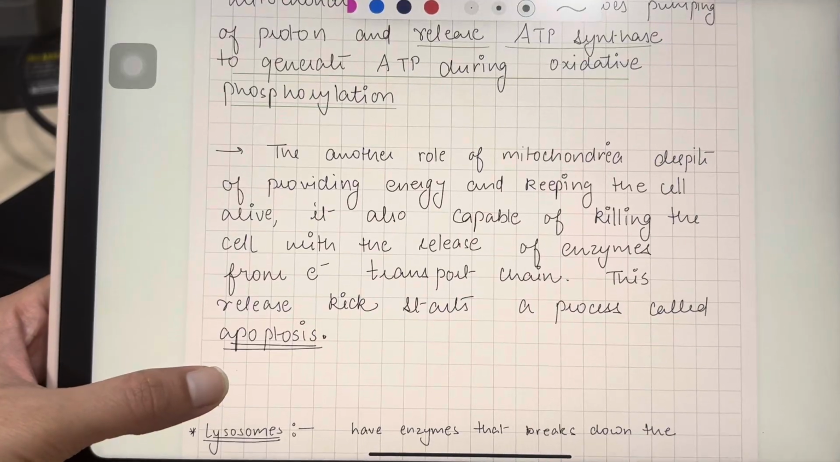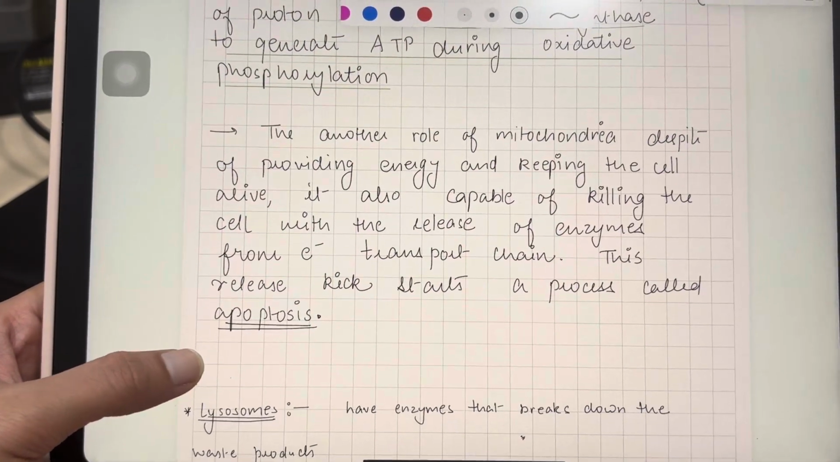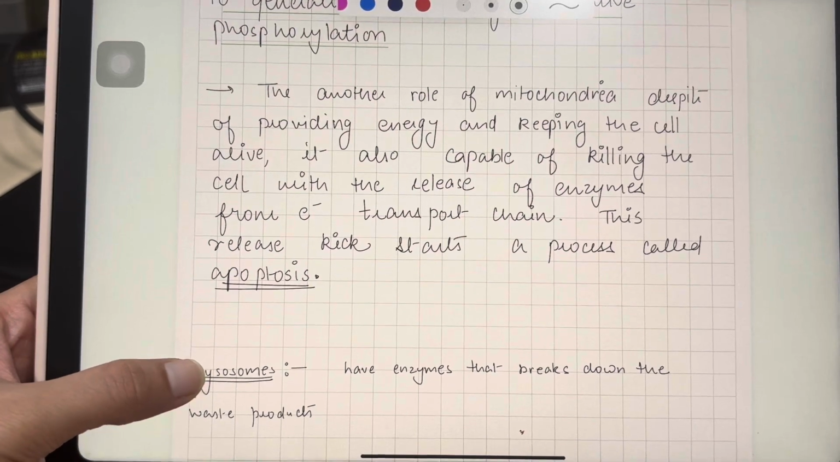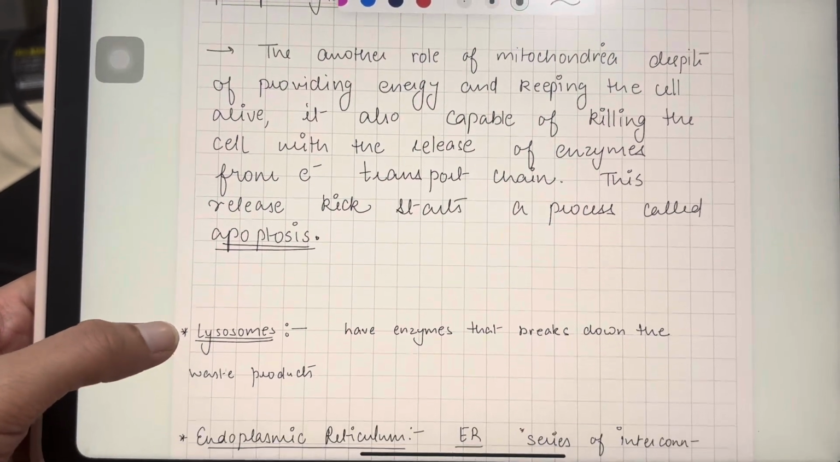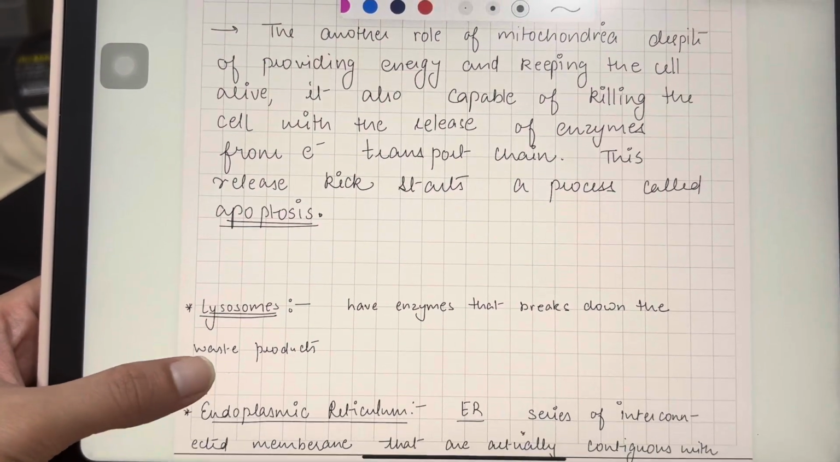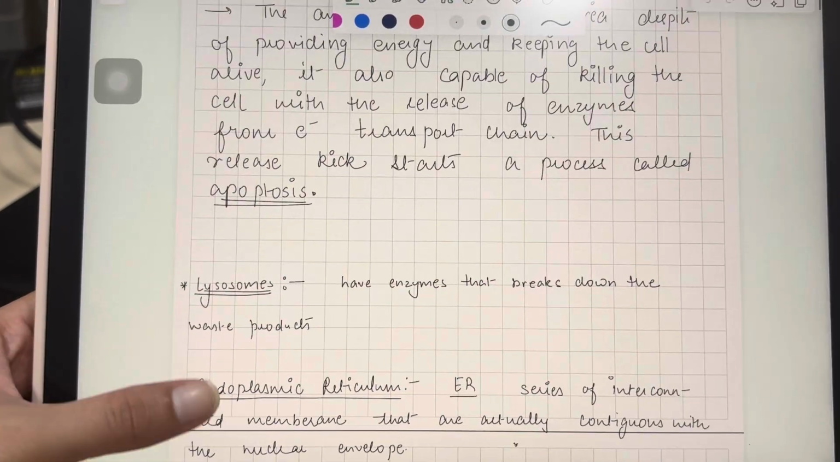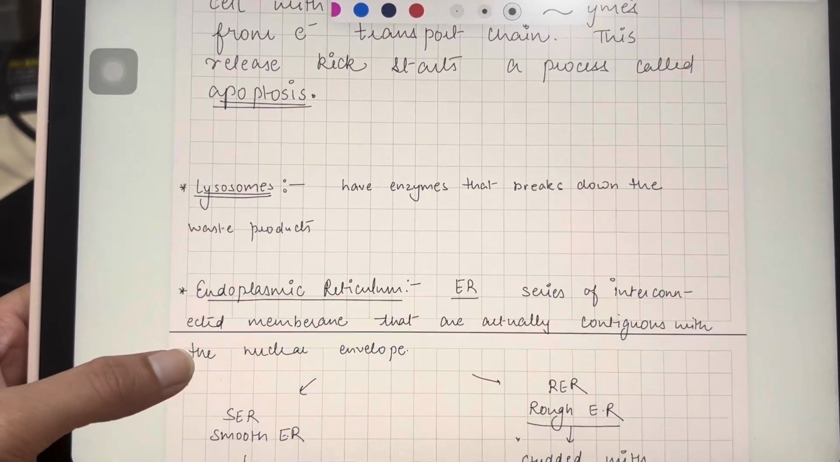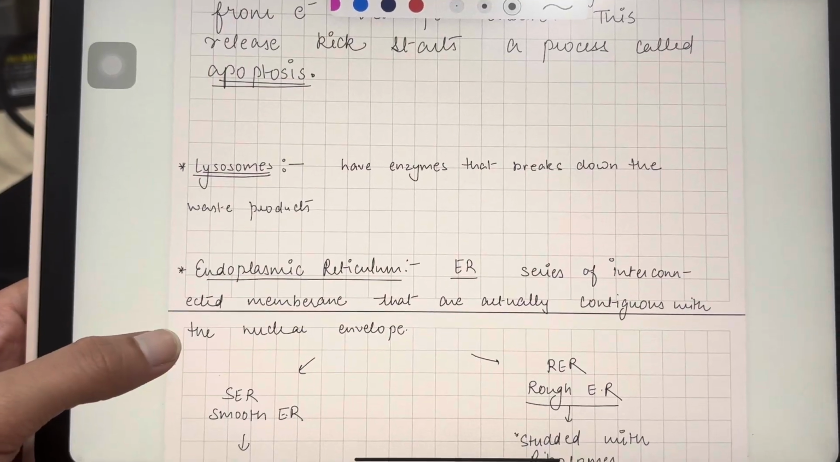Another role of mitochondria, besides providing energy and keeping the cell alive, is that it is capable of killing cells. So it has the property of apoptosis. Now come the lysosomes. Lysosomes have enzymes that break down waste products.